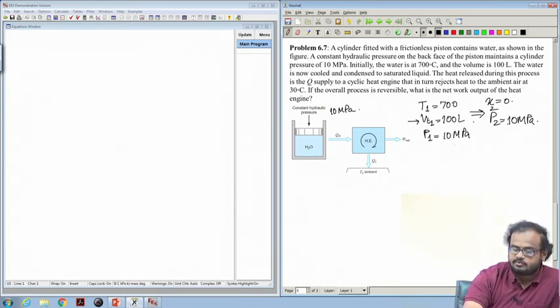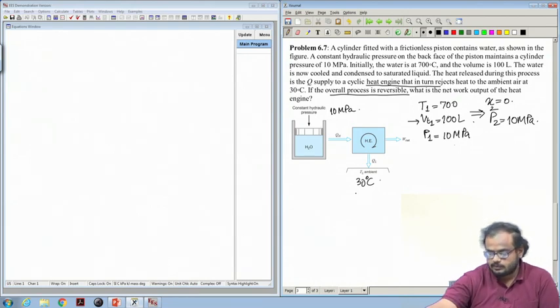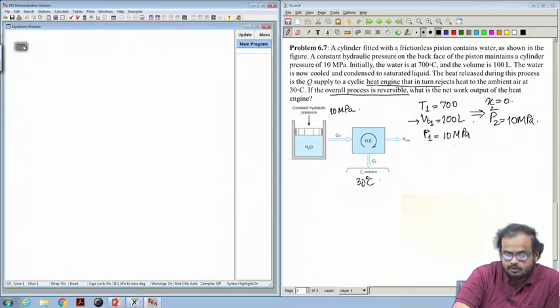The heat released during this process is now supplied to a heat engine that rejects to the ambient at 30 degrees Celsius. If the overall process is reversible, what is the net work output of the heat engine? That is the question. So let us see how we can do this.